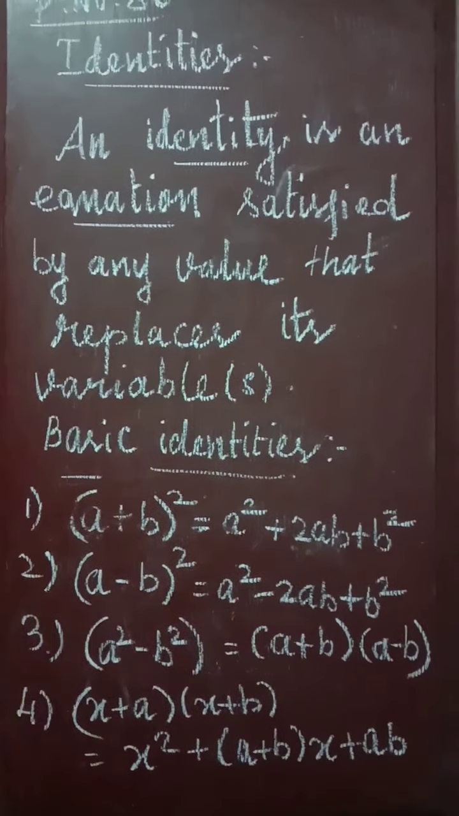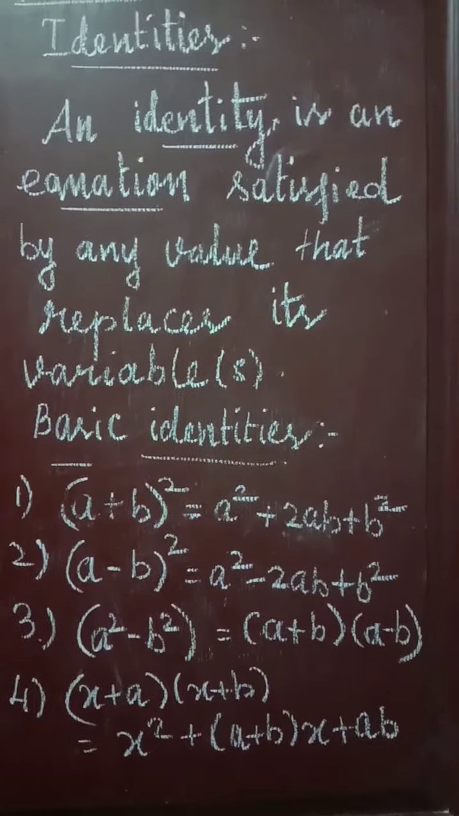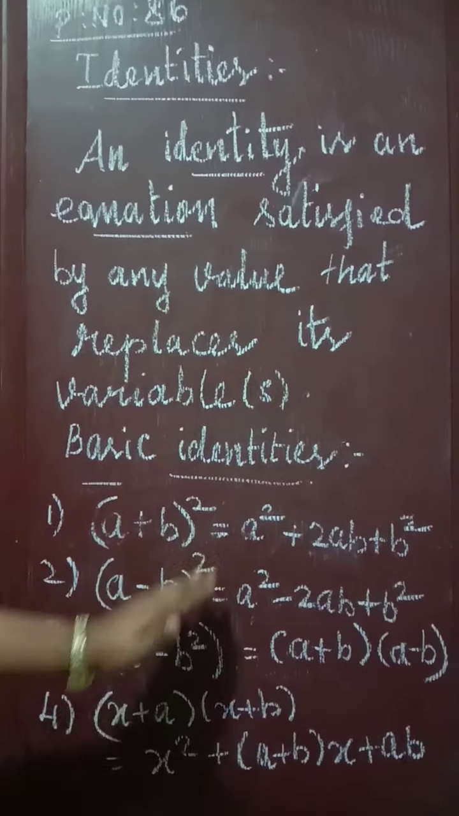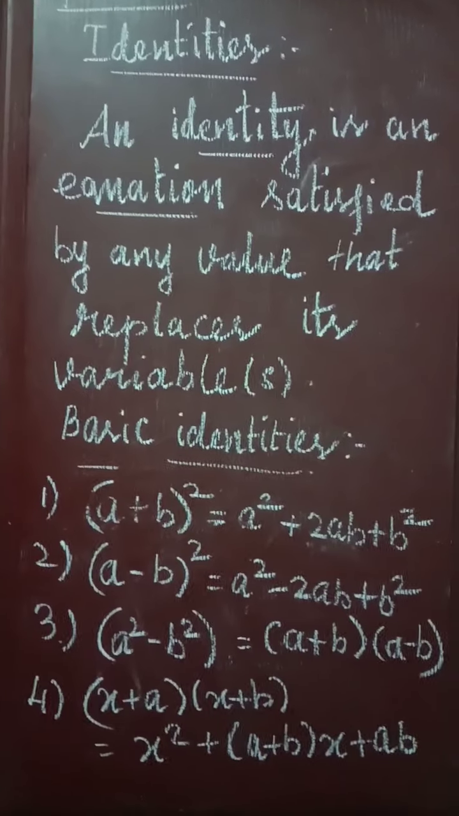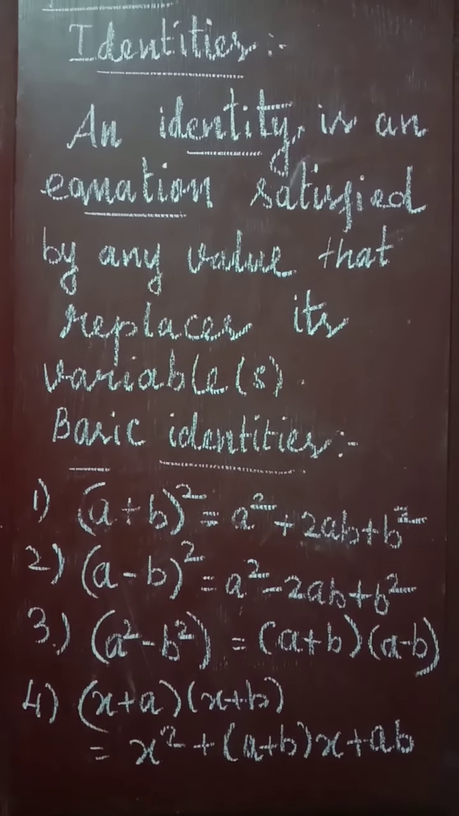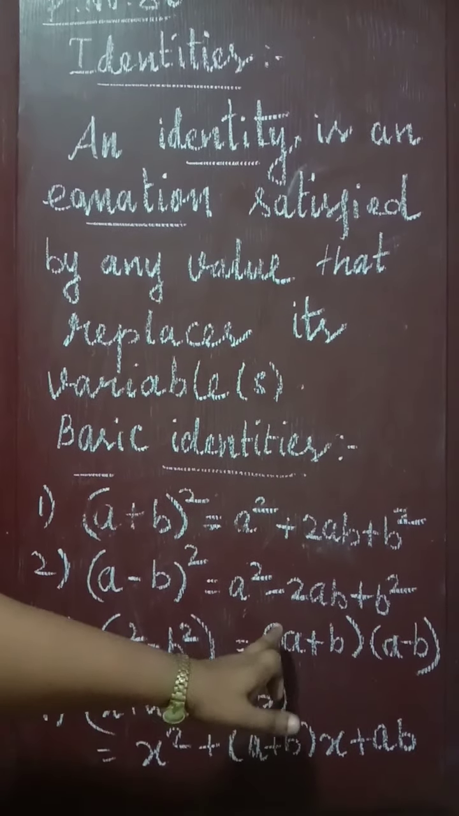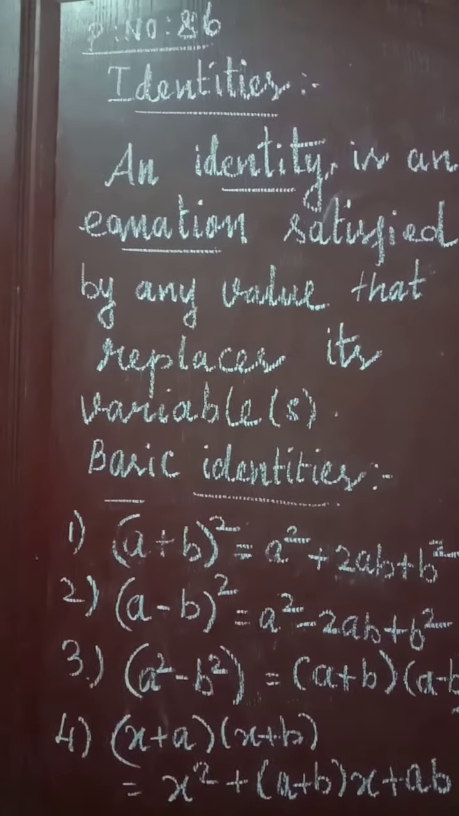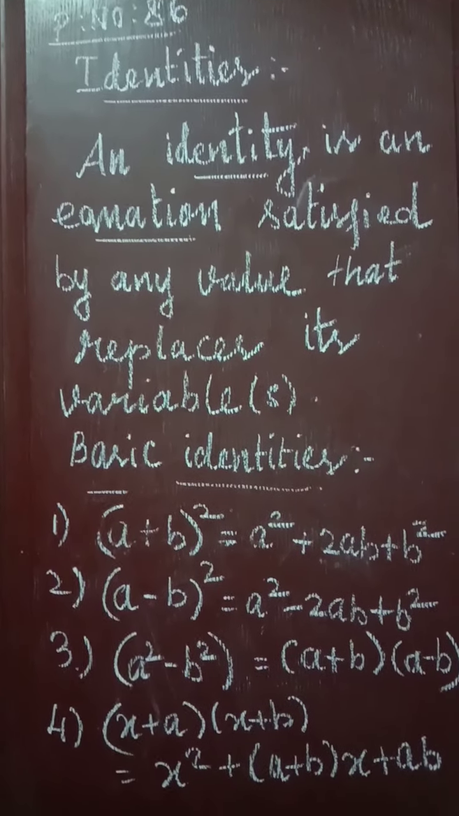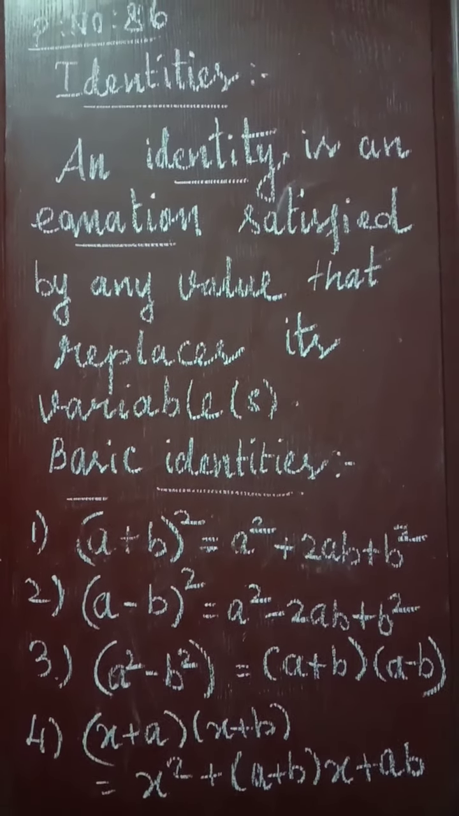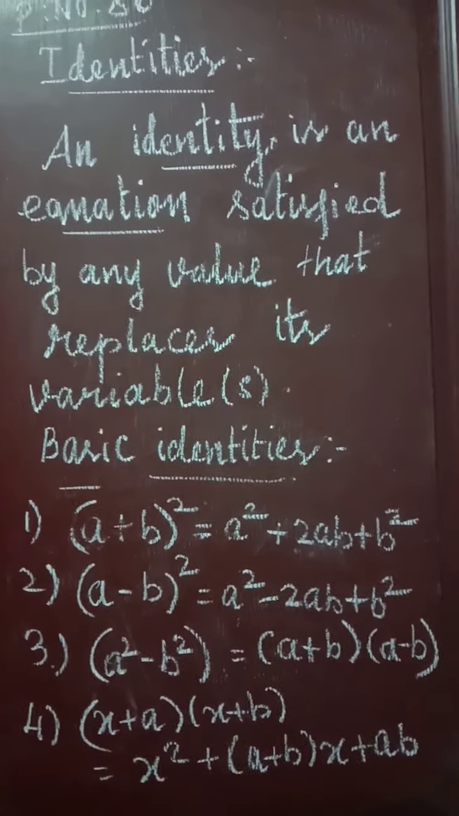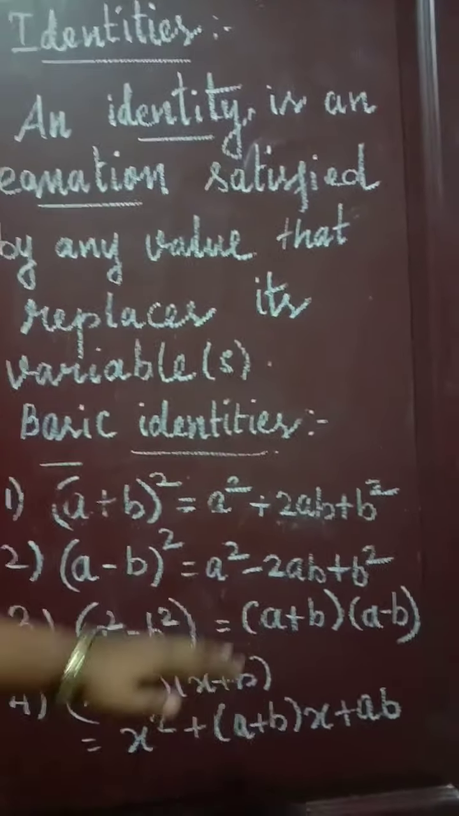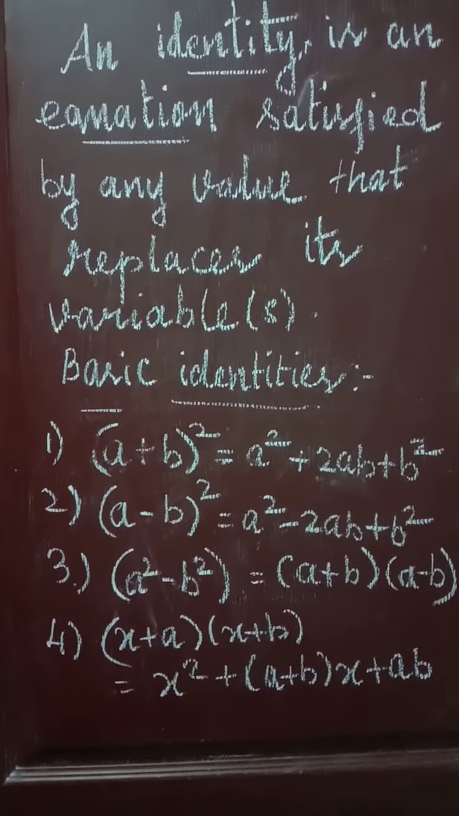We have to apply this identity as a formula in sums. Next one, a square minus b square. Here it is the whole square, here separately we put a square minus b square. So a square minus b square means a plus b into a minus b. This formula also we have to apply in higher classes. a square minus b square: first square and then subtract. a square minus b square is equal to a plus b into a minus b.